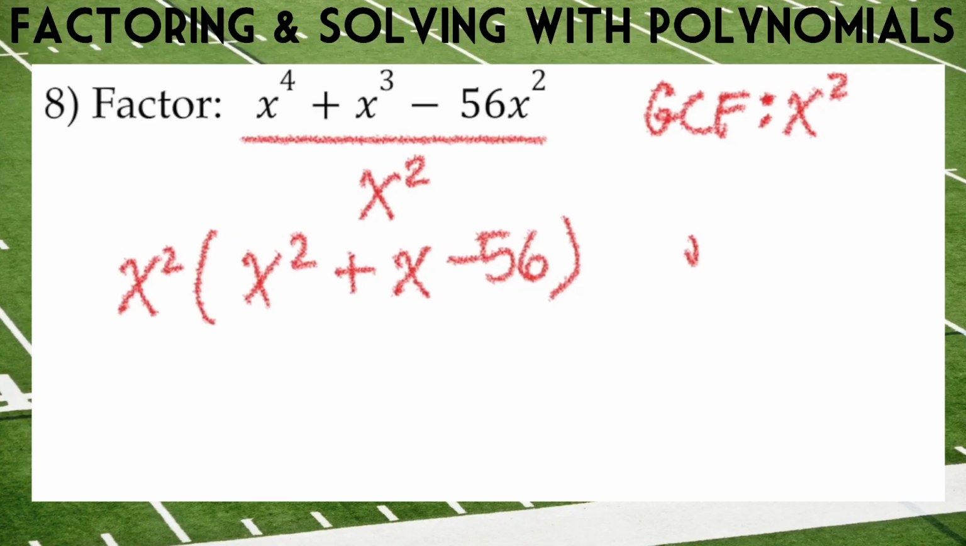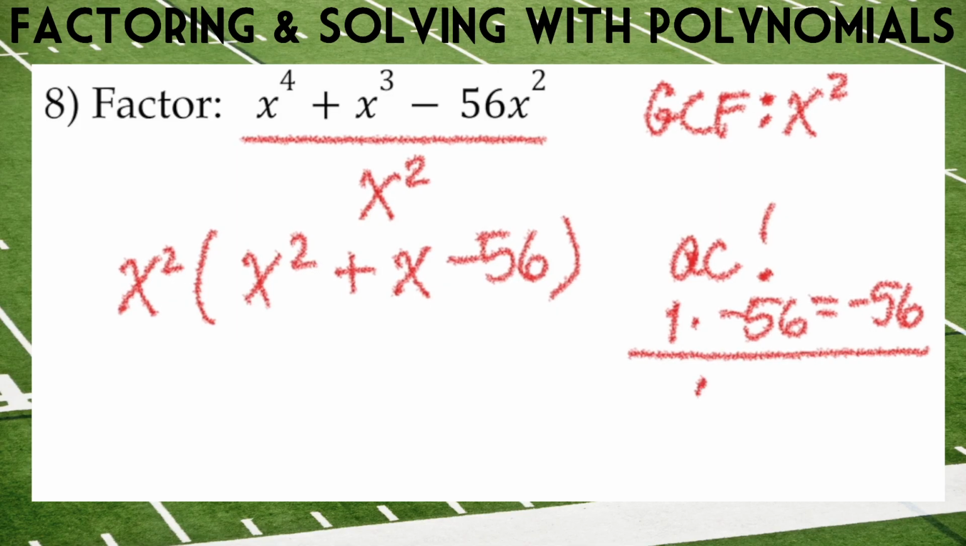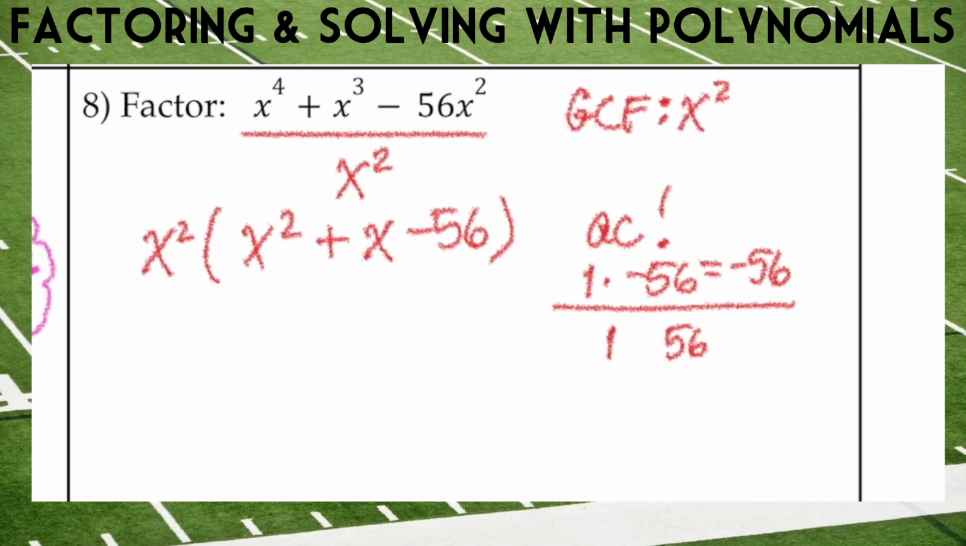Now for the inside, I'm going to do the AC method. 1 times negative 56, well, that's negative 56, right? What multiplies to give you 56? Well, 1 and 56. Now, don't have a meltdown. You're going to live. 1 and 56. 2 and 28. What's half of 56 and what's half of 28? 3. Does 3 go into this?